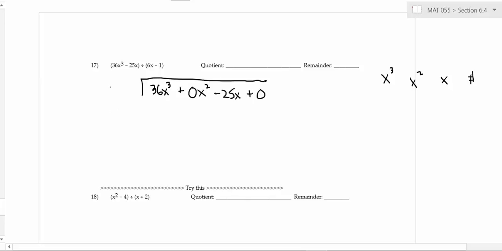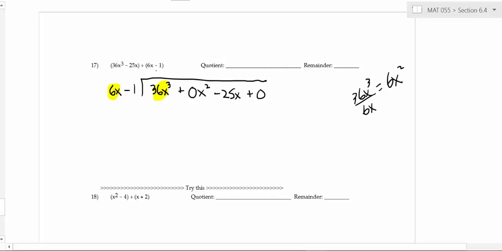Then you're going to divide this by 6x minus 1. Does that make sense why I'm doing that? If you forget to do that, believe me, you'll find that out as you're doing the problem because all the terms will get mixed up. Okay, so we're going to go through the steps. We're going to do 36x to the third divided by 6x. What's that?